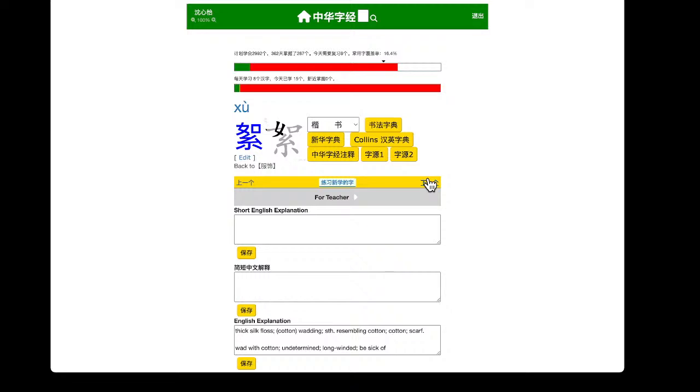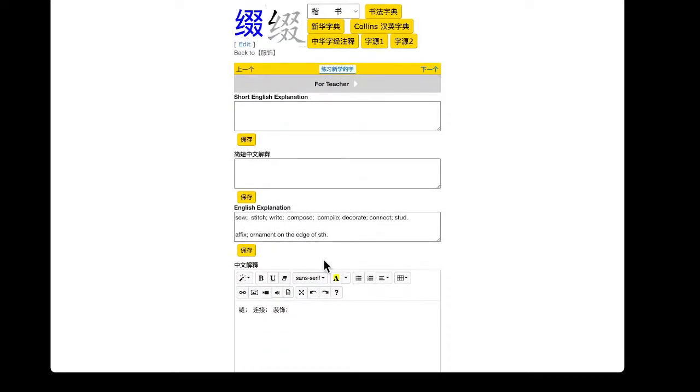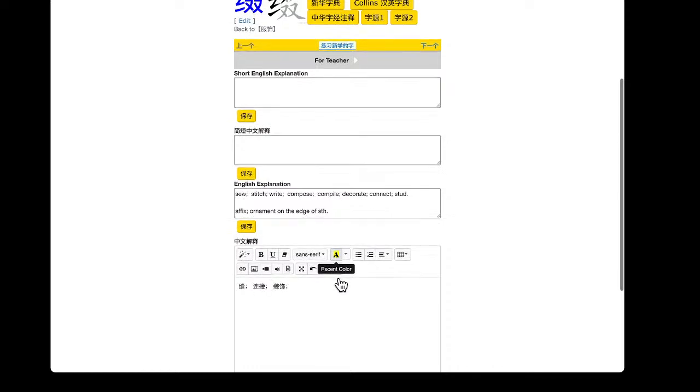坠 means stitch or sew together. Metaphorically, it also means compose or compile stuff, or decorate stuff. 点缀, for example, basically means you're decorating stuff.